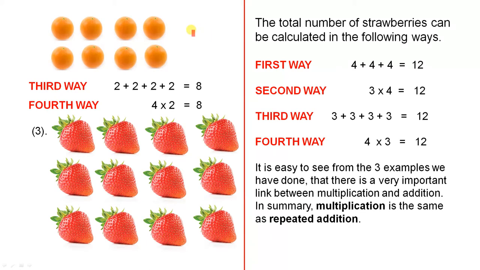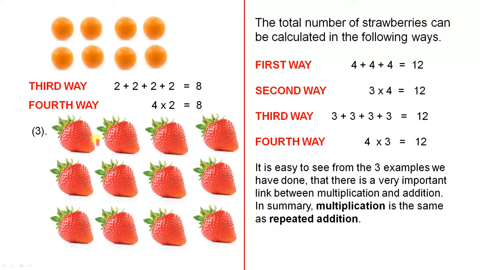We can also do it another 2 ways. Have a look at this. We can say 2 plus 2 plus 2 plus 2. In other words, we're looking at 4 columns, each column having 2 oranges. So that's the third way. That gives us 8 oranges. The fourth way is 4 columns with 2 oranges in each. 4 twos are 8. So that's multiplication.